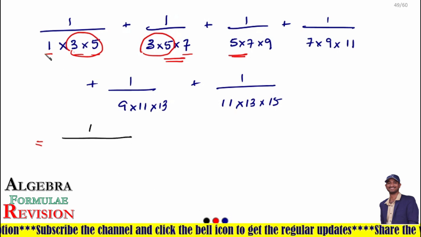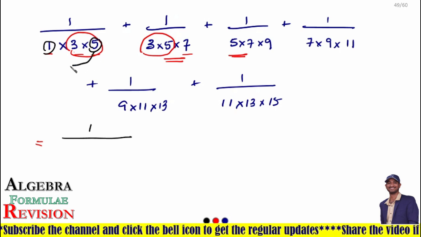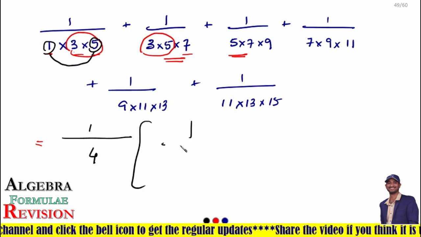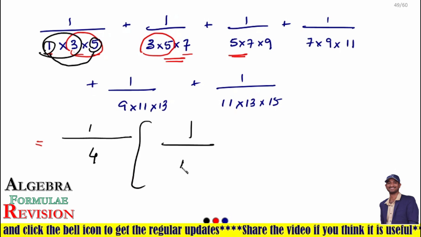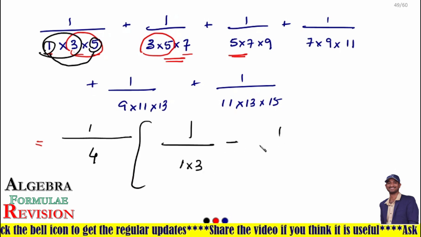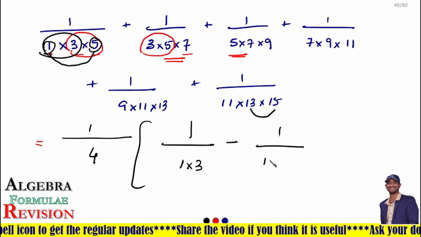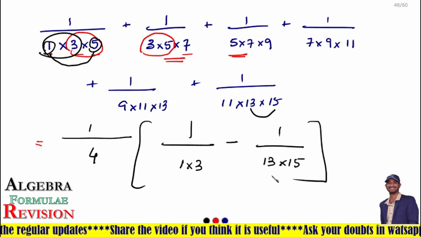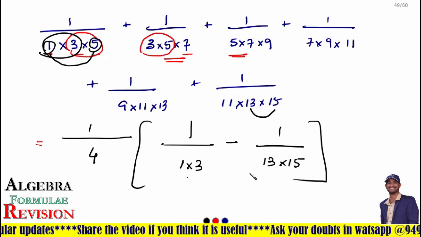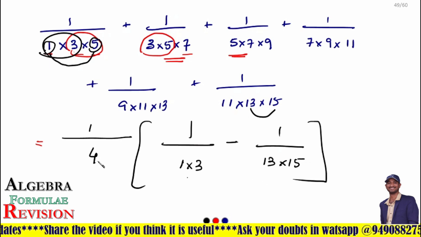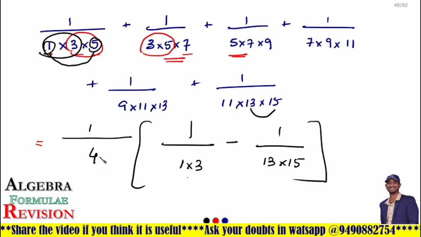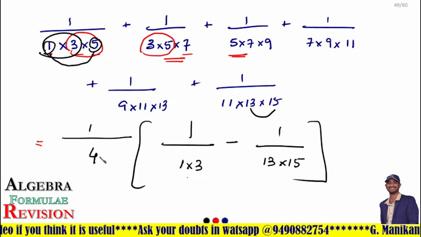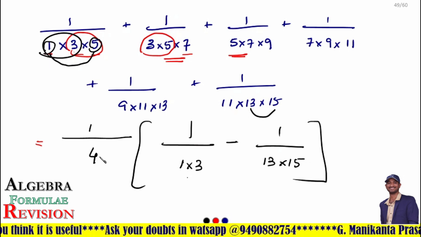Now, what is the final direct answer? 1 by the difference of first and last of the first term, 5 minus 1, that is 4, into 1 by the first two terms, 1 into 3, minus 1 by the last two, 13 into 15. This is the direct answer. So take the LCM and multiply with 1 by 4. Whatever answer you get, that is the correct answer. Very important models in the tier 2 level of exam.